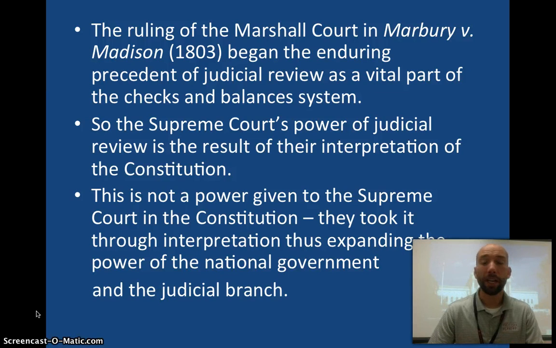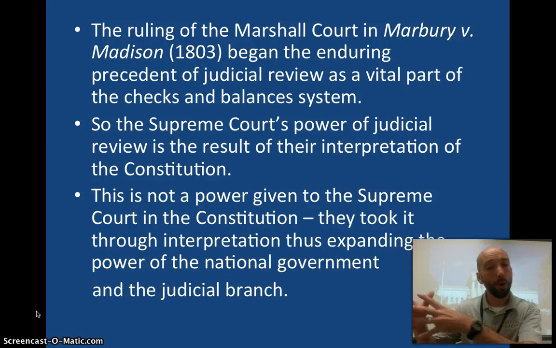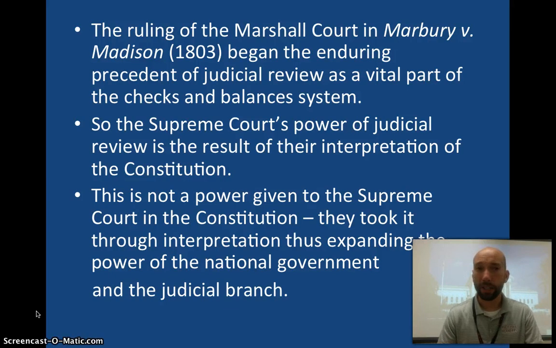So this power creates a very strong power for that branch of government, for the judicial branch. This is not a power given to the Supreme Court in the Constitution. They took it on their own through the interpretation of the Marbury versus Madison case. So that's a very important idea. You have to know judicial review. You have to know that judicial review allows the Supreme Court to declare laws unconstitutional and acts by the president unconstitutional.